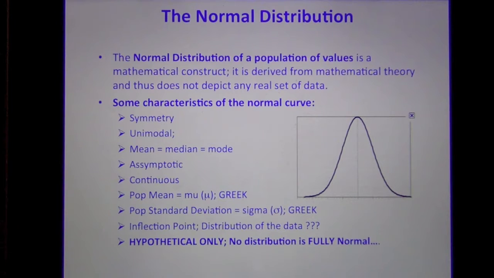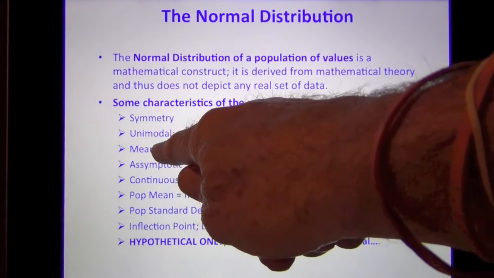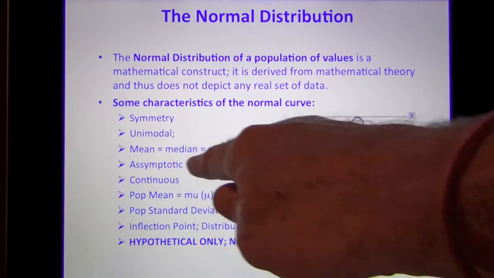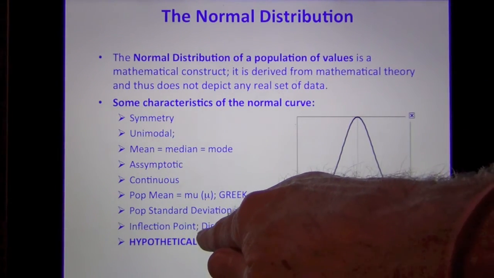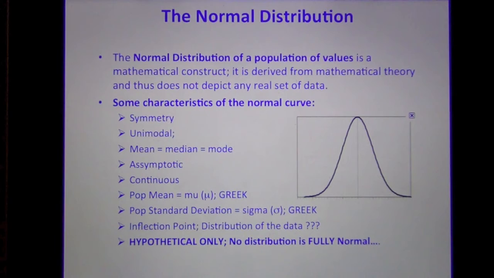The most important points, though, are that it's symmetrical, it's unimodal, mean equals median equals mode, and it has an inflection point, we'll talk about that in a second, and a very specific distribution of data. So this is a hypothetical only. You never have actually a fully normal distribution of data. You try to approximate that.